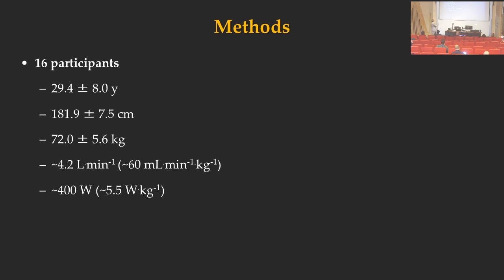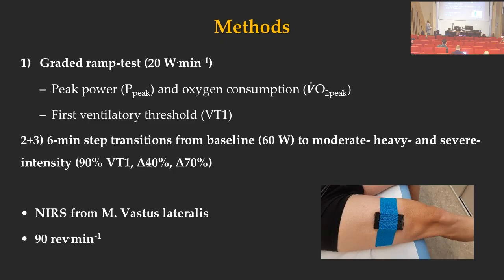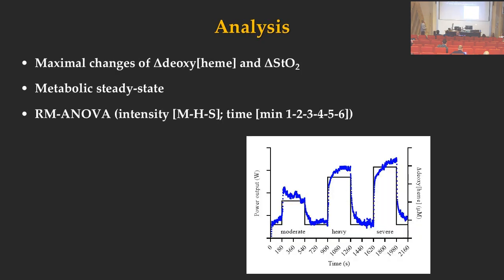These were trained cyclists, around 60 milliliters, around 5.5 watts per kilogram. They did a graded ramp exercise test and 6-minute step transitions to moderate, heavy, and severe intensity domain. And the mNIRS was taken here from the vastus lateralis. This is the protocol right here. So the square wave transitions from moderate, heavy to severe domain. And here is the deoxyheme as an example.